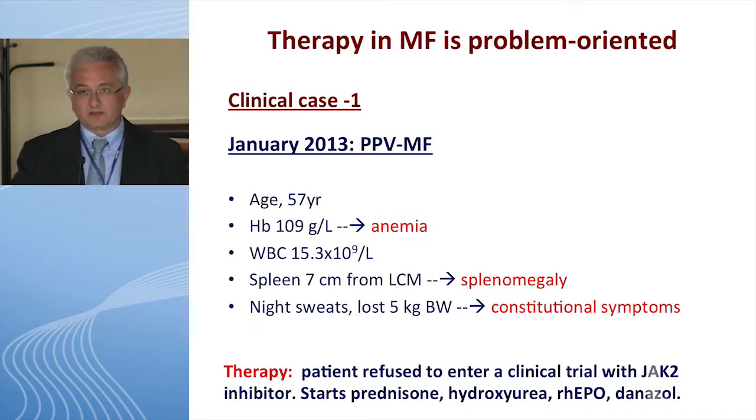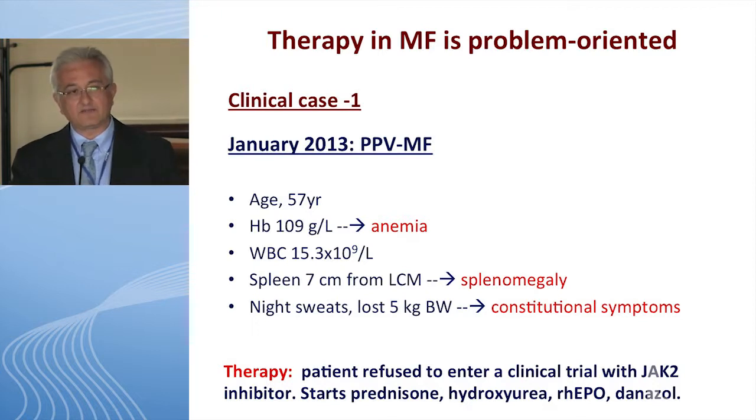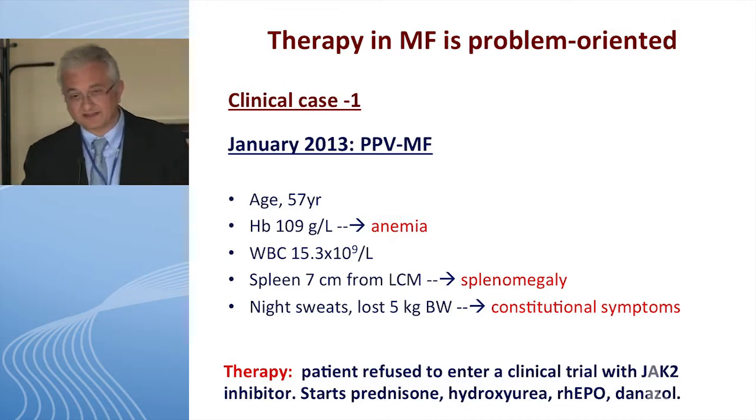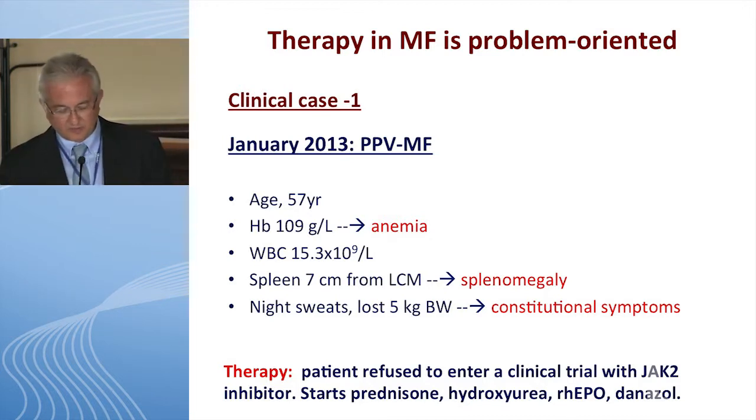And how then do we behave with these patients? Of course, he didn't have anemia of less than 10 grams, which is the level required for the scoring systems in myelofibrosis, but he had 10.9 and he was symptomatic, he was asthenic. There was symptomatic splenomegaly, and there were constitutional symptoms. So we proposed at that time that the patient enter a clinical trial with the JAK2 inhibitor.